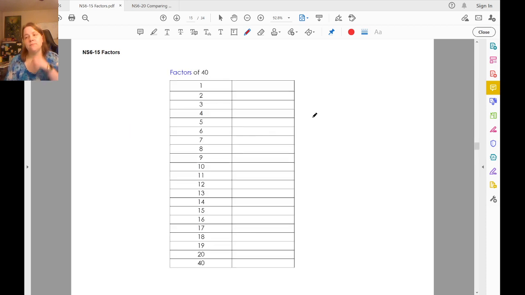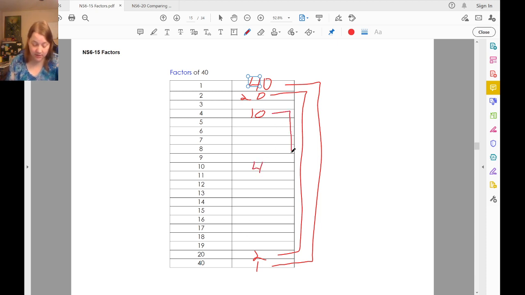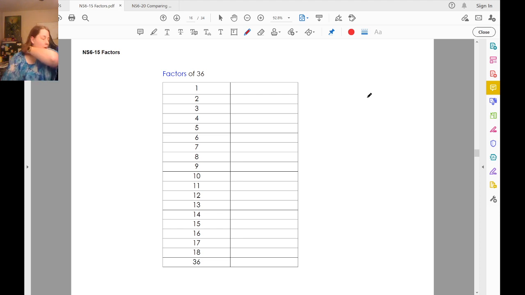Then we get to 40. We have 2 more. So I know that 1 times 40. So that would go all the way down to 40. I know that 2 times 20. So that would go all the way down to 2 right there. Those would connect up. I know that 4 times 10, or 10 times 4, so we're getting really close here. 5, I know that 5 times 8 is 40. And there we go. 6 and 7, 6 times 7 is 42. That doesn't work.